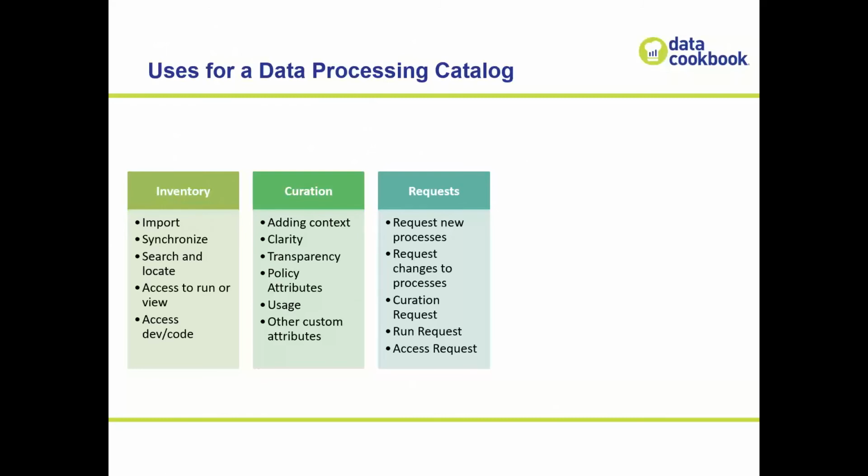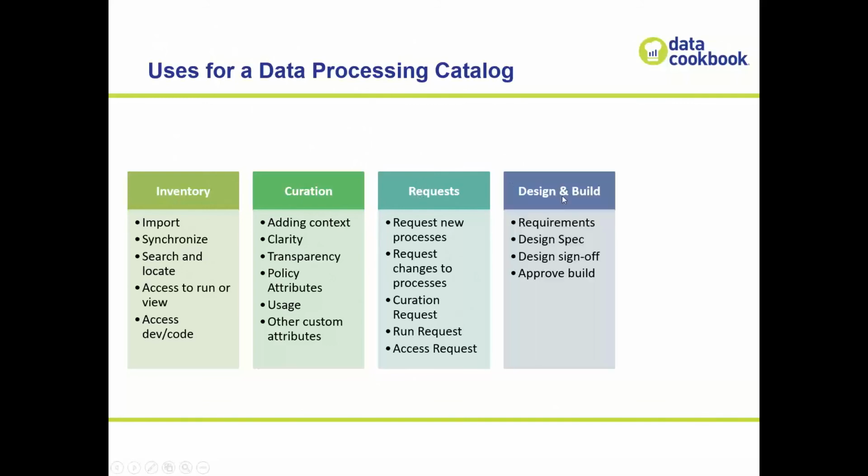So as you're processing that request, you're going to add additional documentation and curation and information as part of interacting with that catalog. The next thing is design and build. Once someone has made this request for a new report, you're going to go through this process of capturing the requirements and designing what it is, signing off on that, then having it get built and approved. That's actually really useful to do in the catalog, because all this information about requirements and design is essentially curation on the fly during the build, which we'll get back to in a minute.